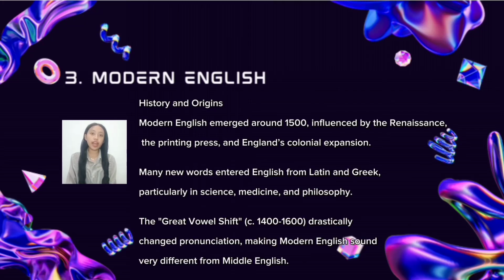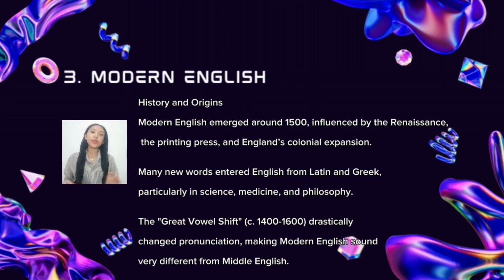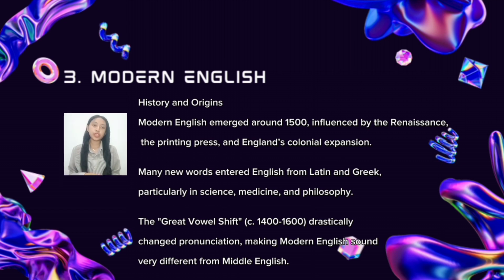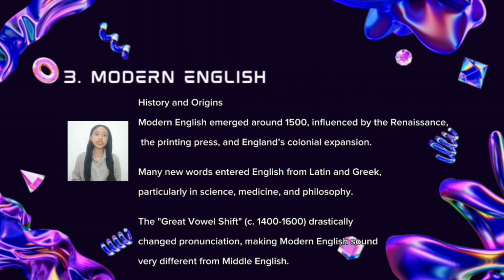Next, Modern English, history and origins. Modern English emerged around 1500, influenced by the Renaissance, the printing press, and England's colonial expansion. Many new words entered English from Latin and Greek, particularly in science, medicine, and philosophy. The Great Vowel Shift drastically changed pronunciation, making Modern English sound very different from Middle English.